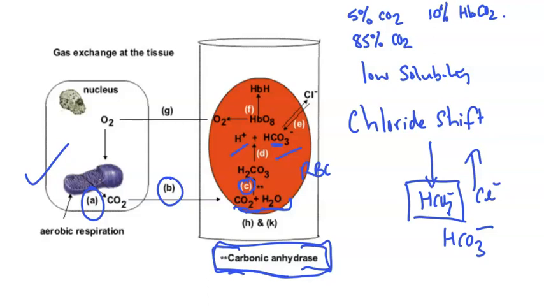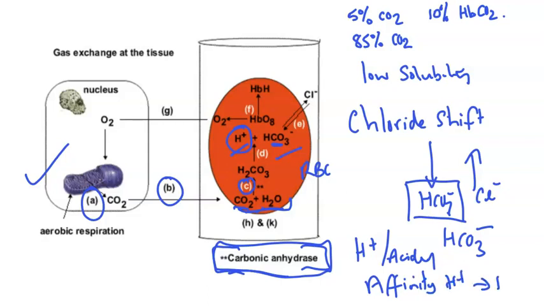Now the process creates the presence of these hydrogen ions, and of course you'll associate hydrogen ions with acidity, and the hydrogen ions are then attracted with a strong affinity. That's an important word to use. There's a strong affinity of hydrogen ions to the hemoglobin here, and the hemoglobin will buffer those hydrogen ions.